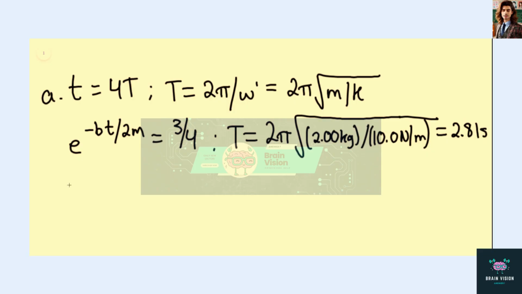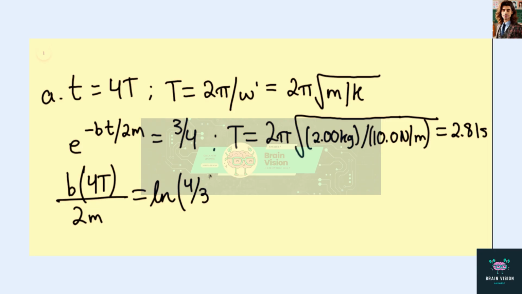So essentially, after applying the natural log to both sides of this equation here, we find that the damping constant times 4T divided by 2 times the mass would be equal to the natural log of 4 over 3. And this is going to be equal to 0.288.